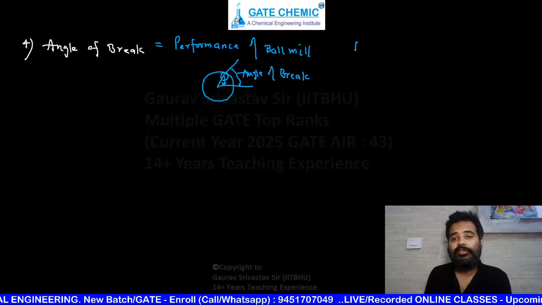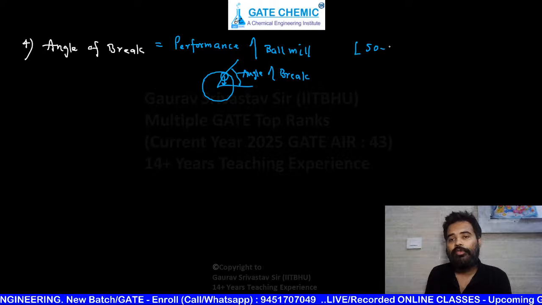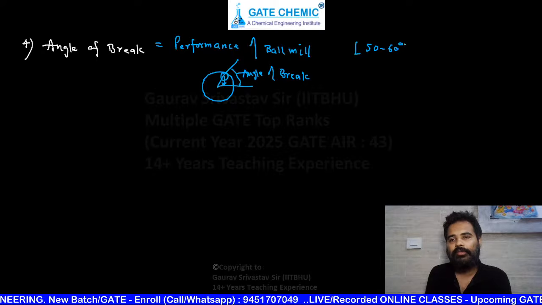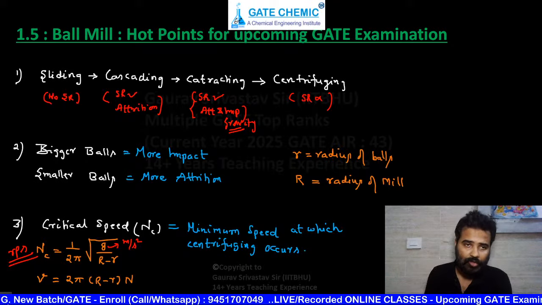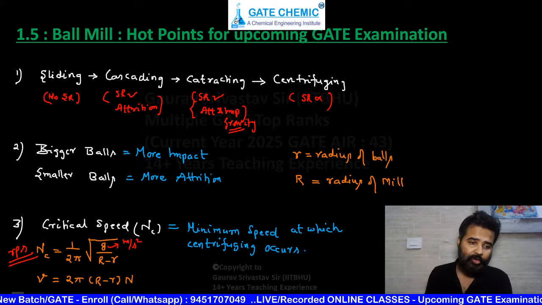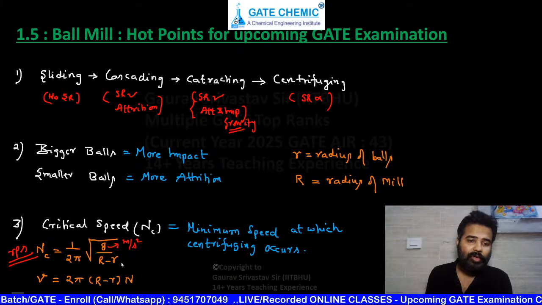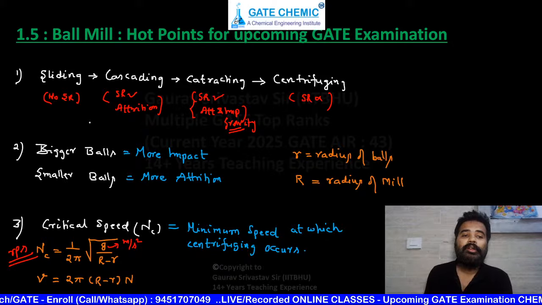If you want to write its general value, 50 to 70 degrees, around 60 degrees. Okay, can we proceed, beta? So this is all about ball mill, beta. That is important for your examination. Okay, done.